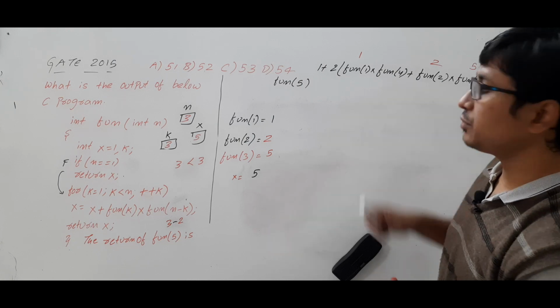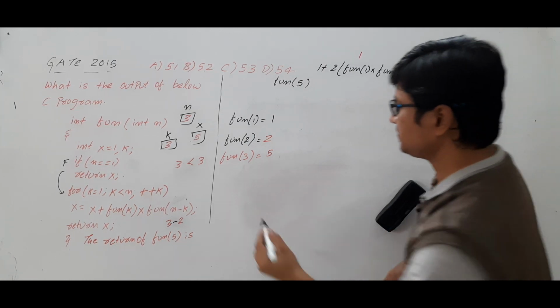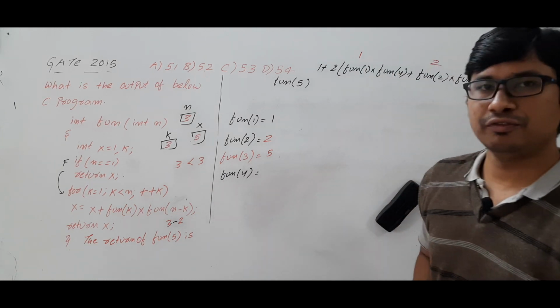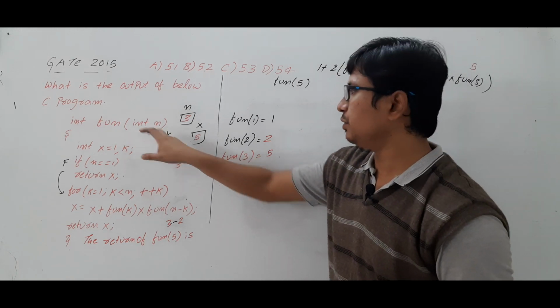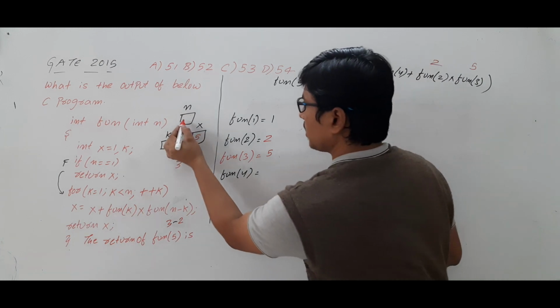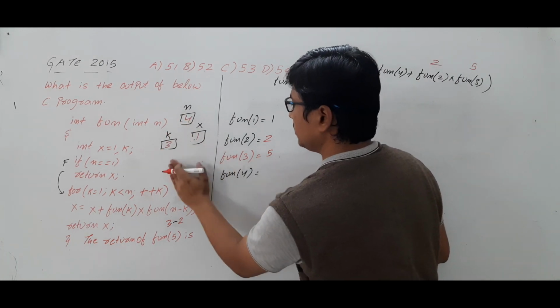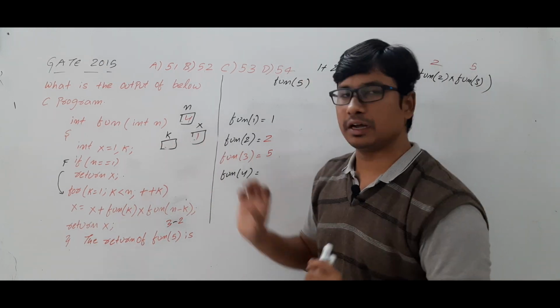Now we need to compute the fun 4. We are having lot of fun. Okay, fun 4 we want to compute. If we want to compute the fun 4, this function will be called. Now n will be assigned with a constant called 4. Okay, and the x will be initialized with a value called 1. Okay, k we did not initialize anything, so it will consist of garbage value.